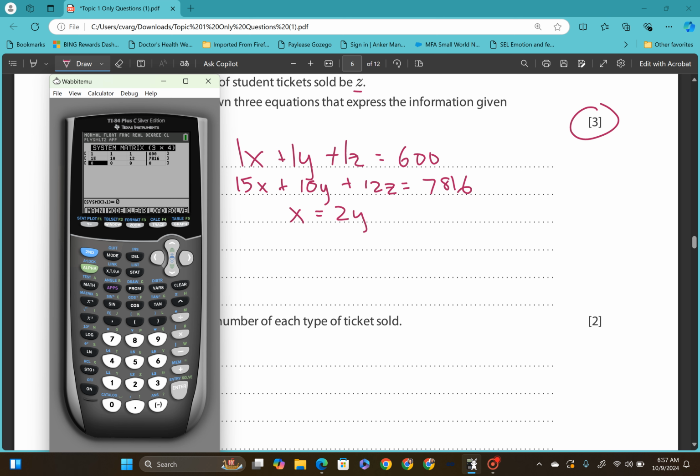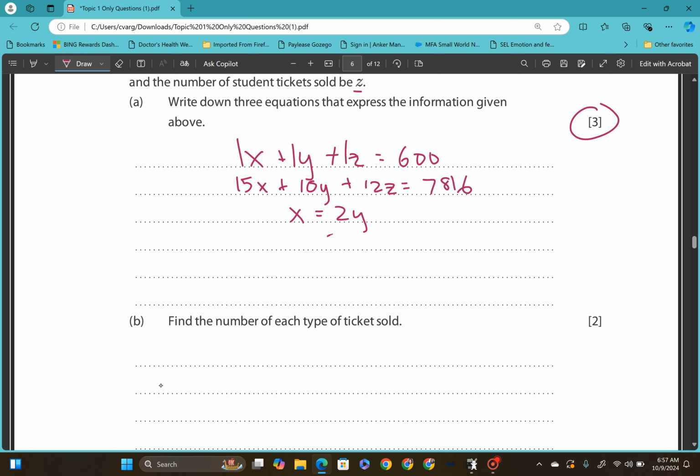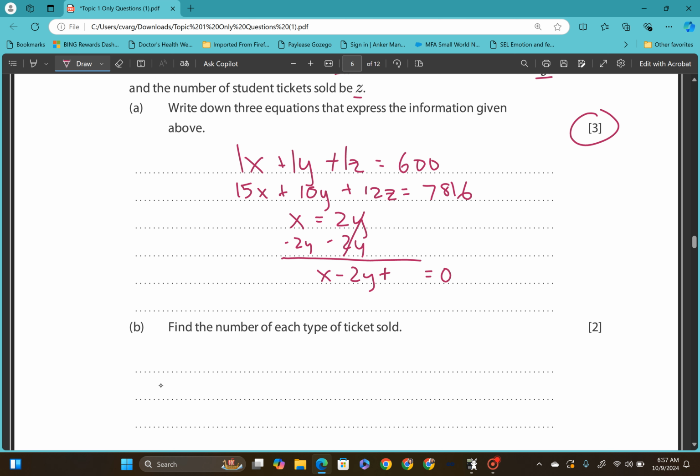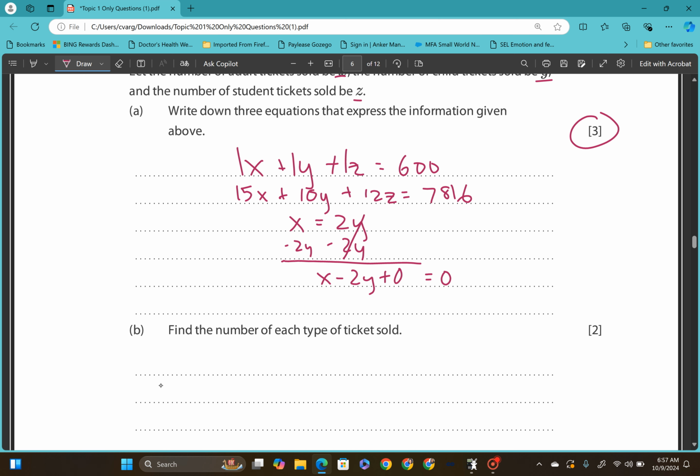All right, for the last one, they're telling us, so we have to get this in the same form, X, Y, and Z. Okay, so to do that, I can subtract 2y from both sides, minus 2y. And so this cancels out. So I get X minus 2y is equal to 0. I don't have a Z, so I'm going to put 0z, right?